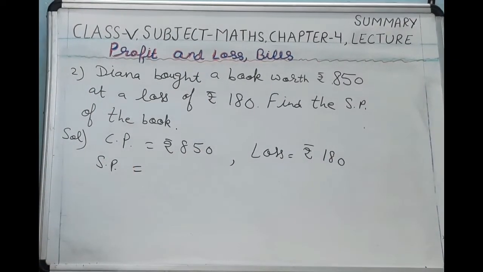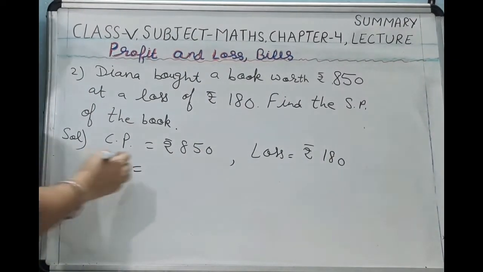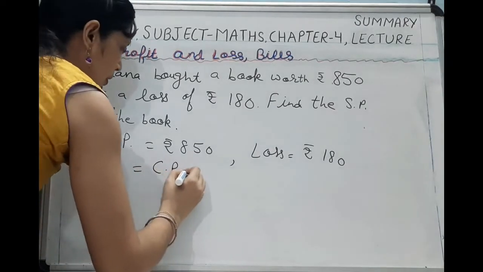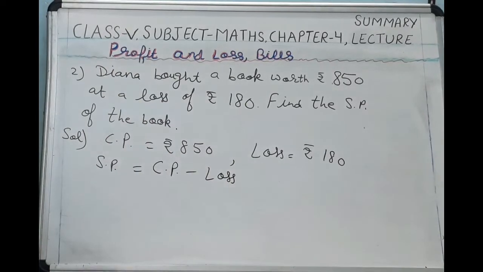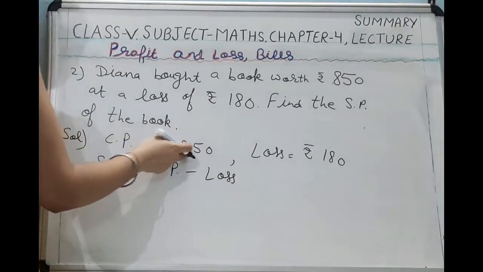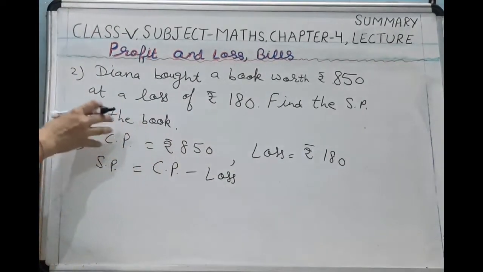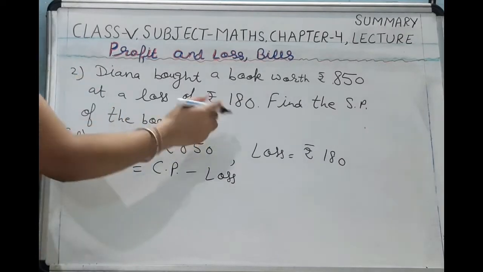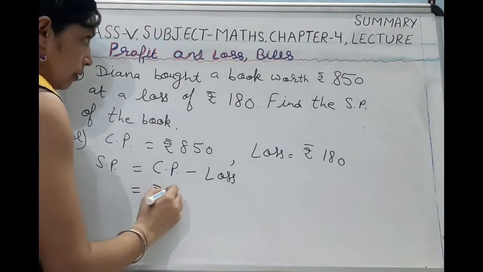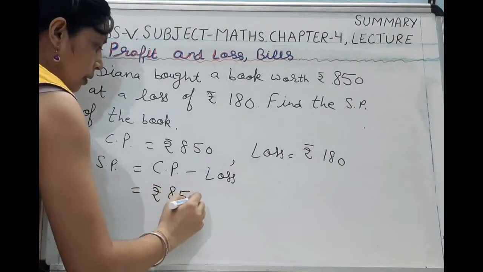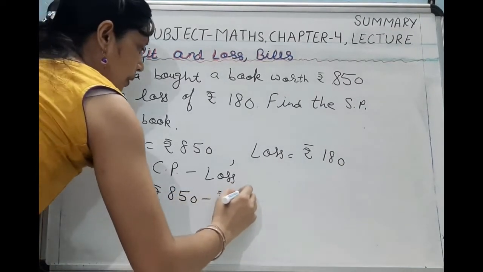Now you all know what is the formula for finding out selling price. Cost price minus loss. 850 rupees में परचेज की और लॉस हुआ, so definitely selling price कम होगा. So we will subtract loss from cost price. So rupees 850 minus rupees 180.